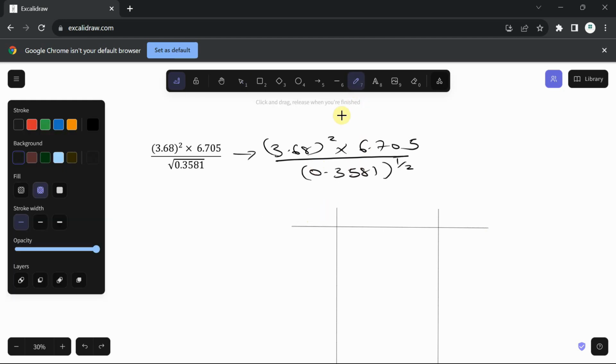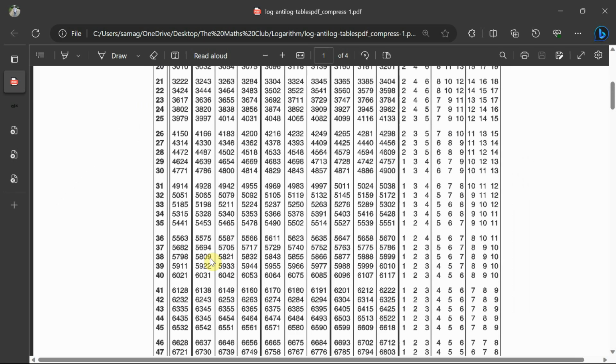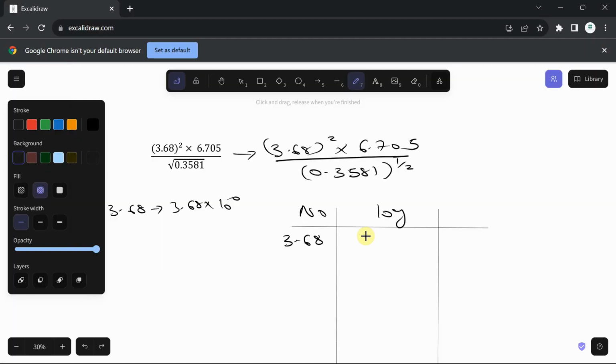So the first part of it would be number and log. Let's deal with the top first. So this is 3.68, which is 3.68 times 10 raised to the power of 0. We'll go to the logarithm table, 36 under 8. So that is 0.5658. So 10 raised to the power of 0.5658, this plus 0 doesn't change anything. Therefore the log of 3.68 is 0.5658.